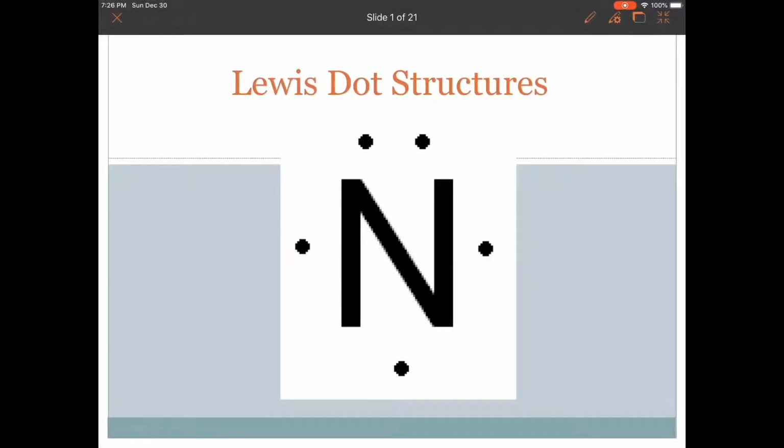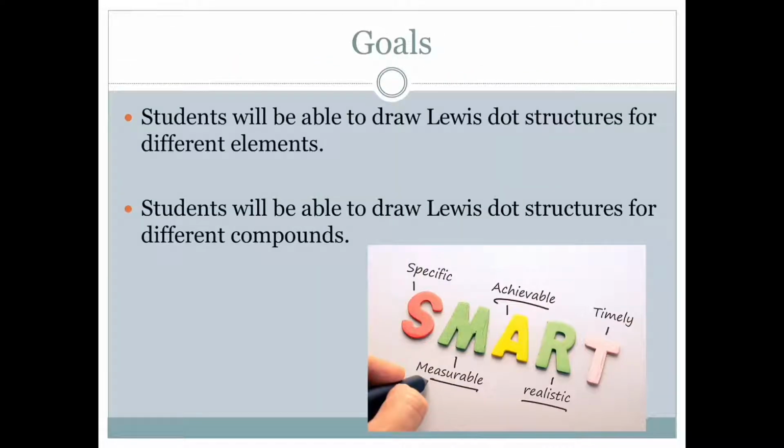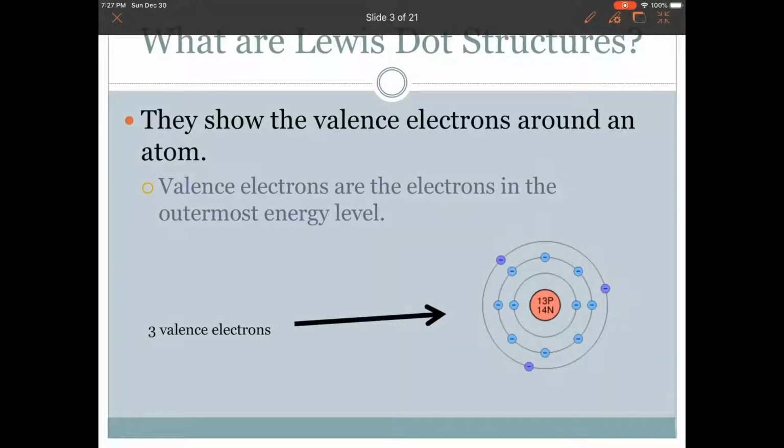So in this lesson, we're going to be talking about Lewis dot structures. By the end of this lesson, you should be able to draw the Lewis dot structures for different elements and the Lewis dot structures for different compounds. So what are Lewis dot structures?